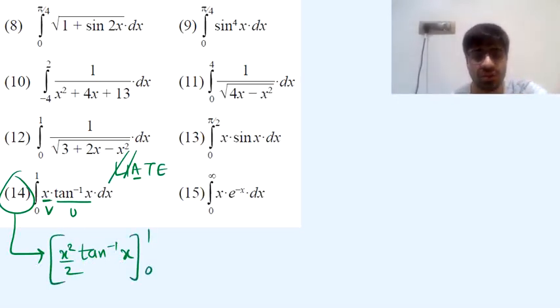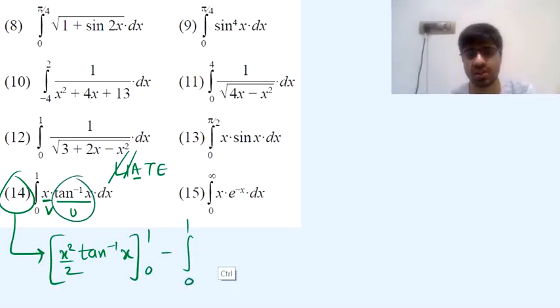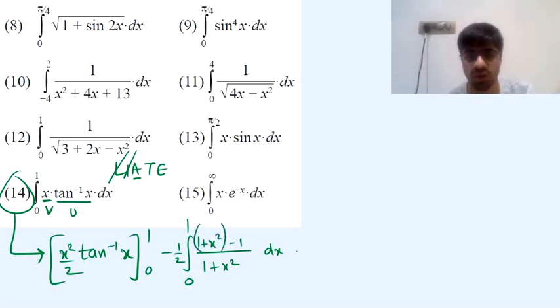This is being integrated from 0 to 1, minus integration from 0 to 1, derivative of u, that is derivative of tan inverse x, which is 1 upon 1 plus x square, into integration of x, which is x square by 2. So there's a 1 by 2 here, and then a dx. In the numerator, we can write that as 1 plus x square minus 1. And evaluating the first part, we have 1 by 2 tan inverse 1, that is 1 by 2 into pi by 4, which is pi upon 8.